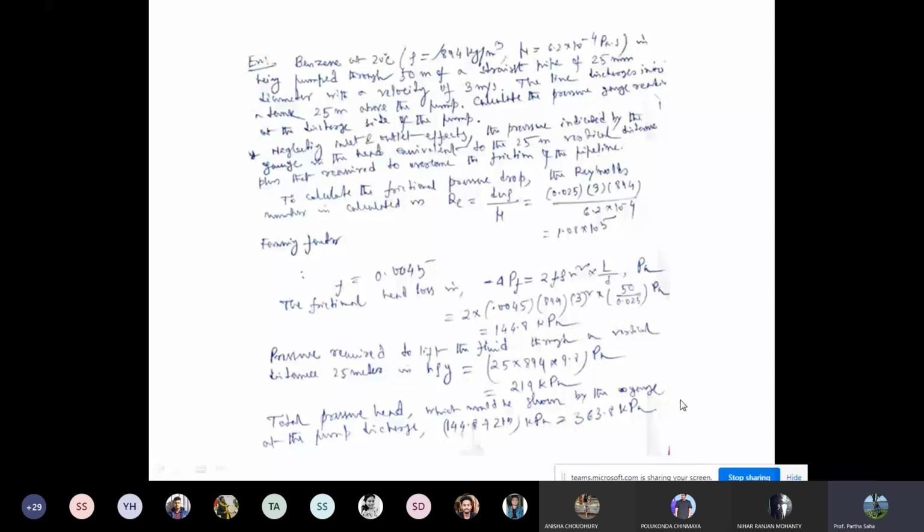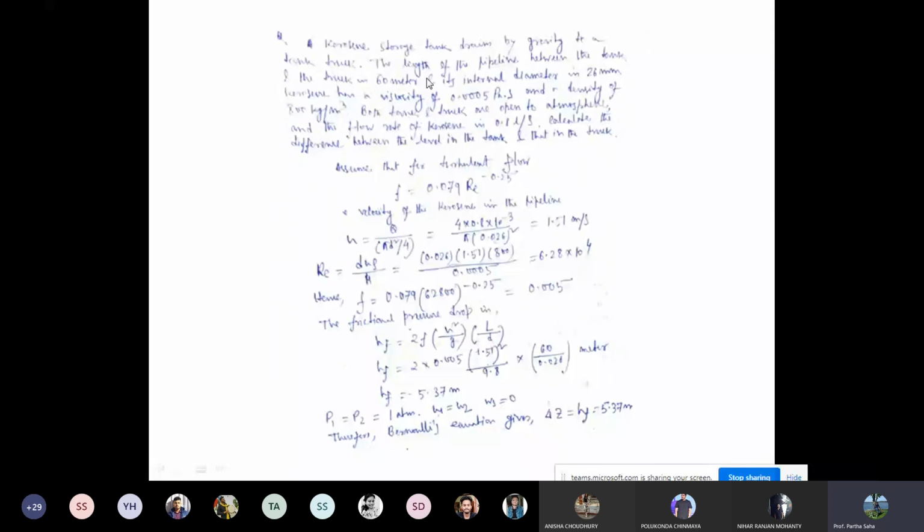A kerosene storage tank drains by gravity to a tank truck. The length of the pipeline between the tank and the truck is 60 meter, and the internal diameter is 26 millimeter. The kerosene has a viscosity of 0.005 pascal second and a density of 800 kg per meter cube. Both tank and truck are open to atmosphere, and the flow rate of kerosene is given as 0.8 liter per second. Calculate the difference between the level in the tank and that in the truck. So you have to calculate the head loss.